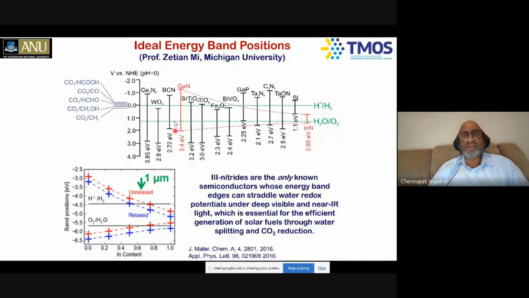Same thing with gallium nitride. Again, you can see that whereas it straddles the redox potentials, it's only absorbing in the UV region, where the photon energy is above the visible. Indium nitride is only straddling one of the potentials here, but if we can go for indium gallium nitride, a combination of these two, you can have a band gap of around 2.2 electron volts or so, and still be able to straddle the redox potentials.